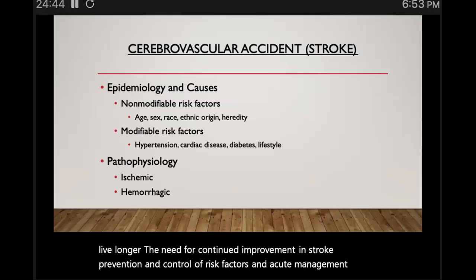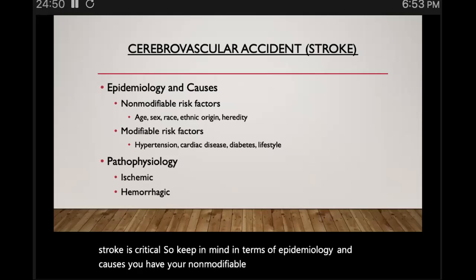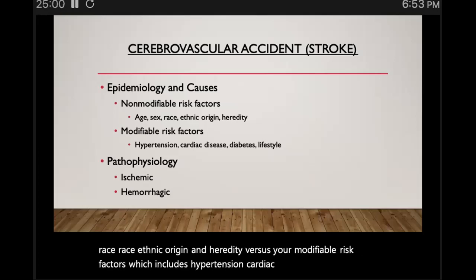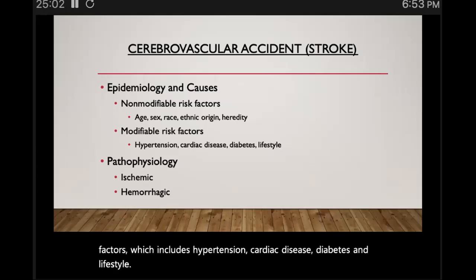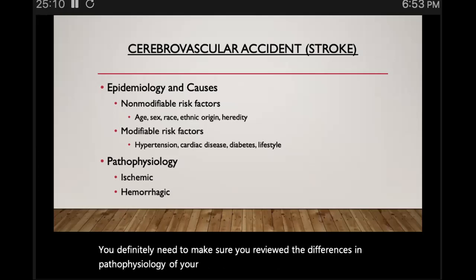So keep in mind, in terms of epidemiology and causes, you have your non-modifiable risk factors, including age, sex, race, ethnic origin, and heredity, versus your modifiable risk factors, which include hypertension, cardiac disease, diabetes, and lifestyle. And you definitely need to make sure you review the differences in pathophysiology of your ischemic versus your hemorrhagic strokes.